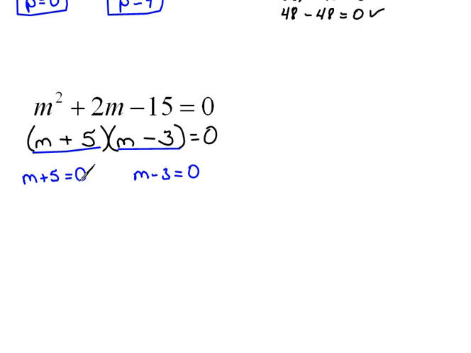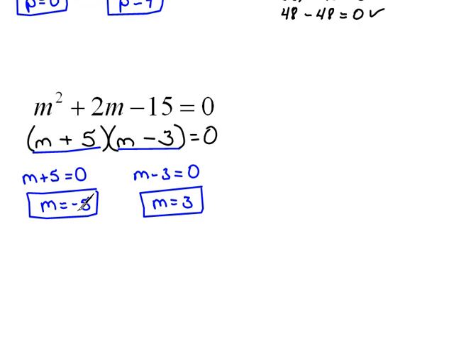So if I subtract 5 from both sides, we get m equals negative 5 for one solution. And if we add 3 to both sides, we get m equals 3 for our second solution. And again, you could plug the negative 5 back in and make sure that it works, and it does. And you could also check the 3 to make sure that it works, and it actually does.